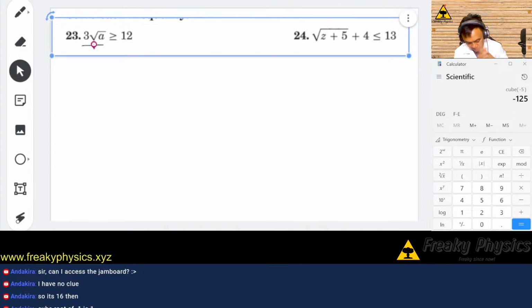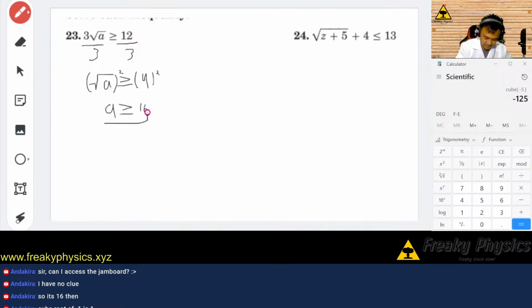Divide both sides by 3. That gives you 4, and you multiply both sides by 2. A is greater than or equal to 16. All right. Correct. Yeah, that's it. Okay. Yay!